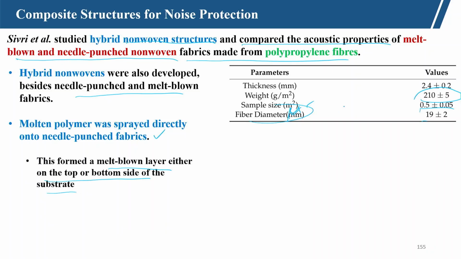So, there is a needle punched fabric, this is a needle punched fabric, and the melt blown fibers are laid on the nonwoven fabric to form a layer. This layer may be at the top or at the bottom of the needle punched fabric.